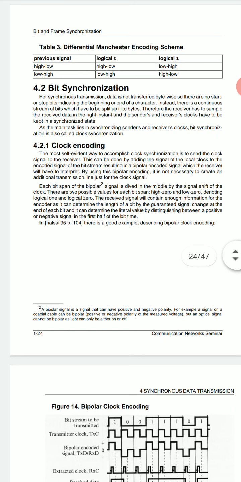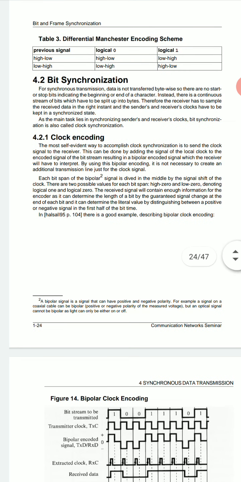So here we will see about self-synchronization. For synchronous transmission, data is not transferred byte-wise. So there are no start or stop bits indicating the beginning or the end of a character. Instead, we are sending a continuous stream of bits which have to be split into bytes.